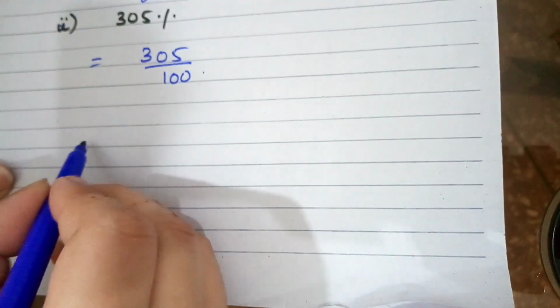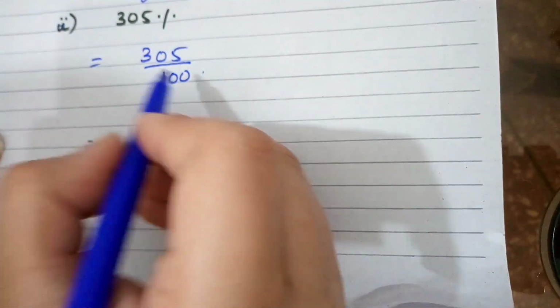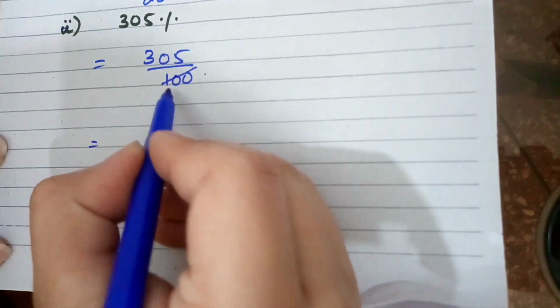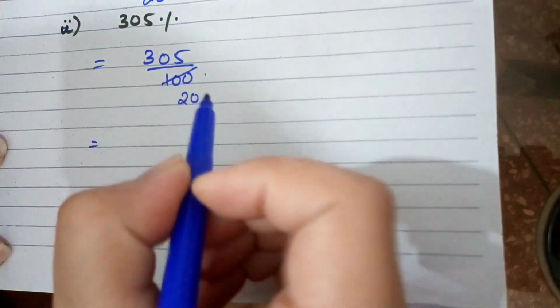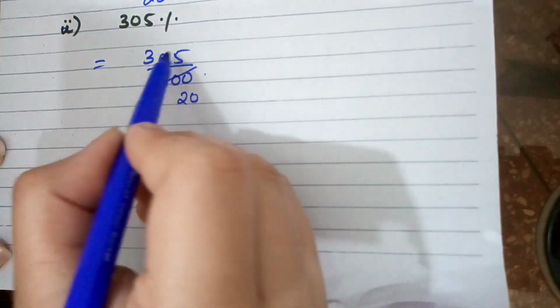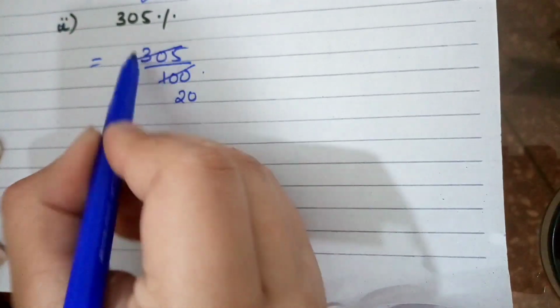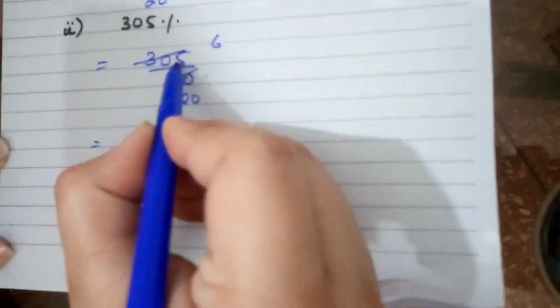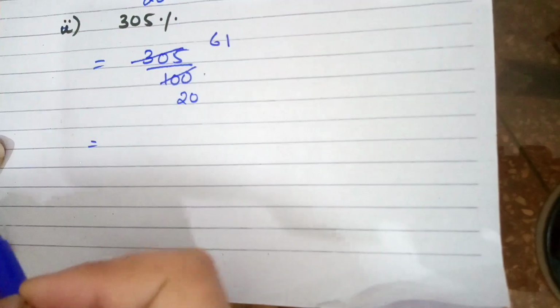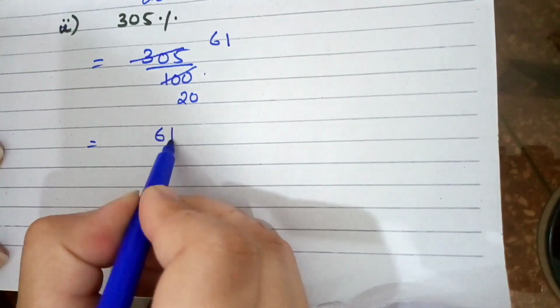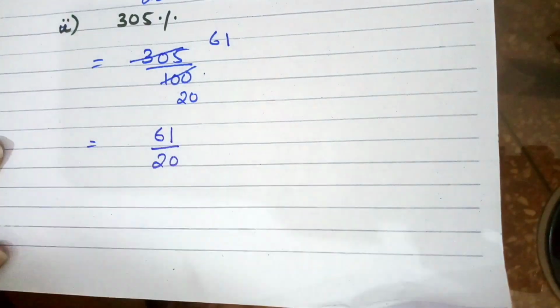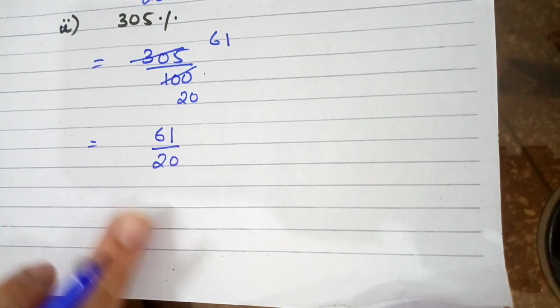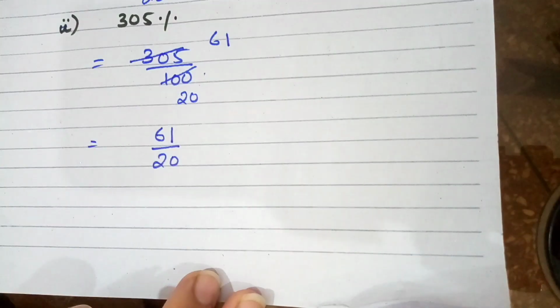Now simplify the fraction. 5 twos are 10 and 0. Or you can also directly divide it. Consider the first term: 5 sixes are 30, and then 5 ones are 5. Now the new fraction that we have is 61 divided by 20.